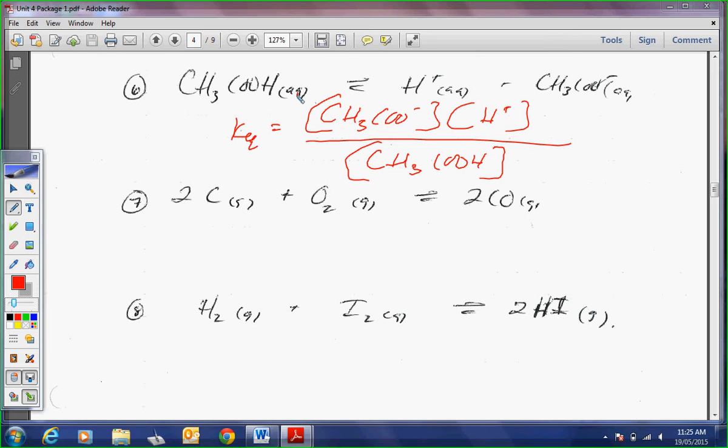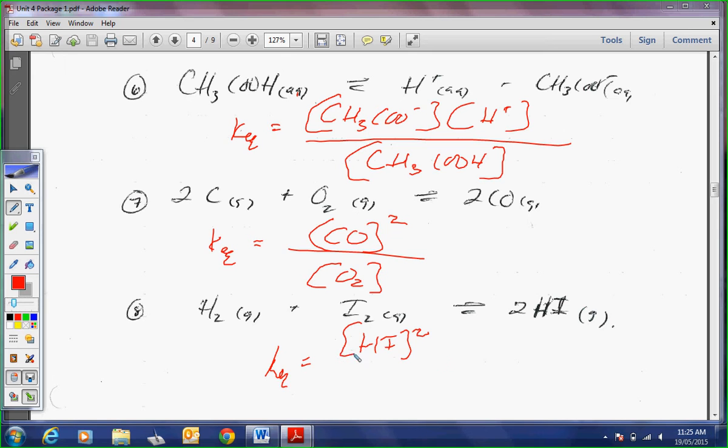Okay. 7 would be your carbon monoxide gas squared over your oxygen, but not your carbon, because carbon is solid. The muttering is driving me nuts up here. And number 8, they're all gases, so you're going to include them all. So KEQ is HI squared over H2 times I2.